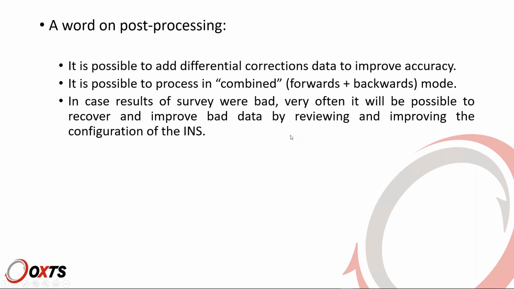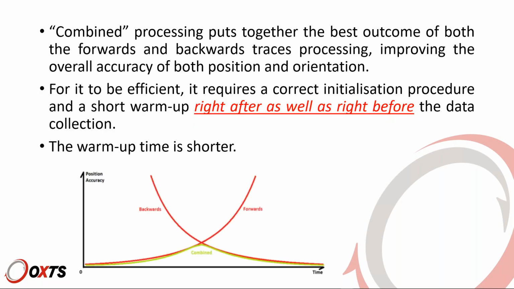So if your results were bad, by correcting the configuration, perhaps correcting the orientation of the unit or the lever arms or something else, the frequent obstructions, some obstructions, the level of vibrations on the system, there are all sorts of things that can be changed in post-processing. So you can modify the configuration and reprocess your data, and by tuning that configuration, you can have a better result. Sometimes it's very useful.